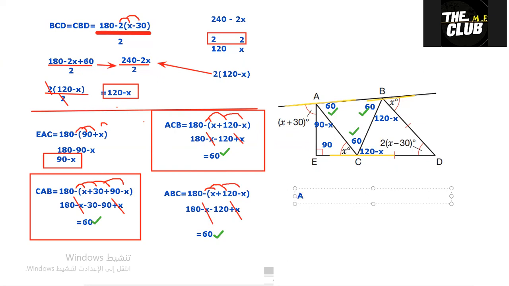ABC equals ACB equals BAC equals 60. So triangle ABC is an equilateral triangle. That's the idea of this question. I hope you understand the idea. Let's move on to the next question.